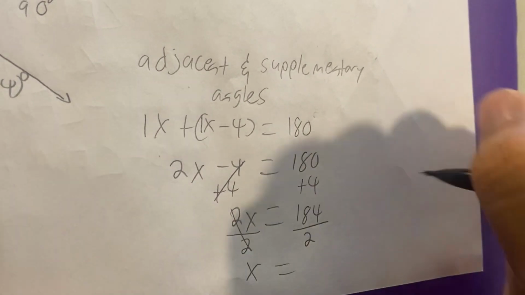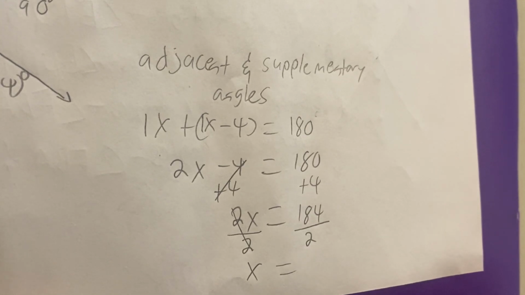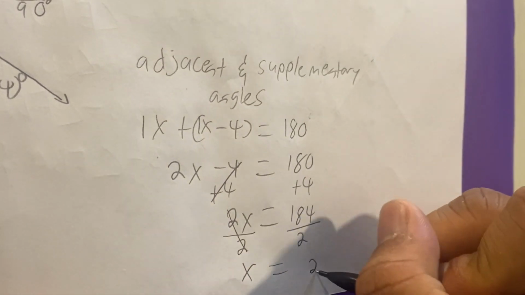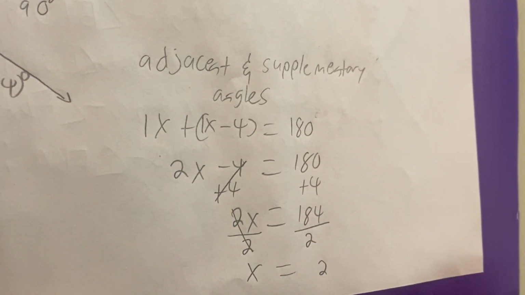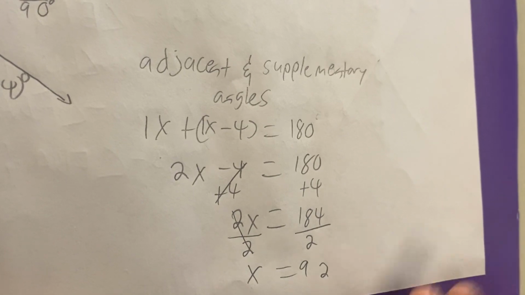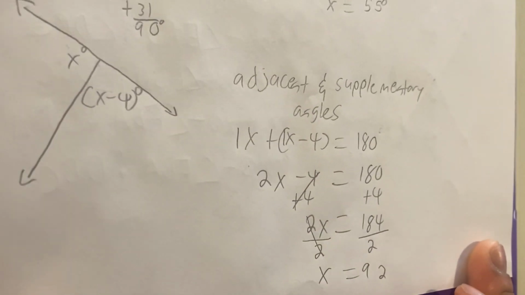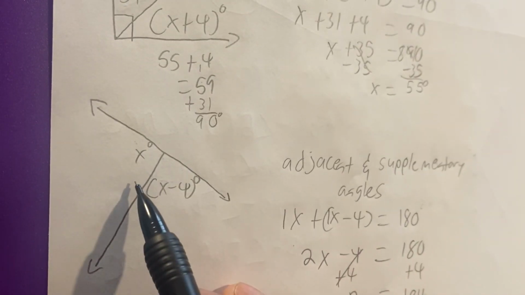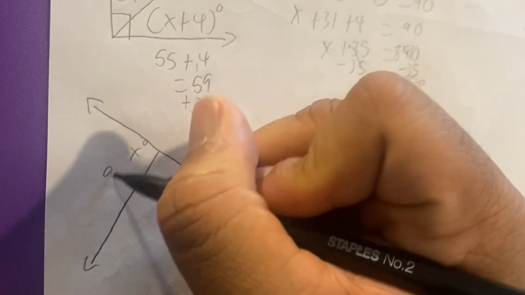I could draw the whole bar and do it over here by the side, but what's 4 divided by 2? 2. And what's 18 divided by 2? 9. So therefore, our answer is going to be 92. That is how you find missing angles. So this x is actually 92.